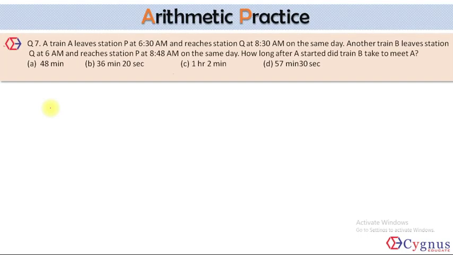It's a question of time, speed and distance. A train A leaves station P at 6:30 am. Let's say these are the stations. This is P, this is Q. The first train leaves at 6:30 am and reaches Q at 8:30. That means this train will take 2 hours. What about the next one?